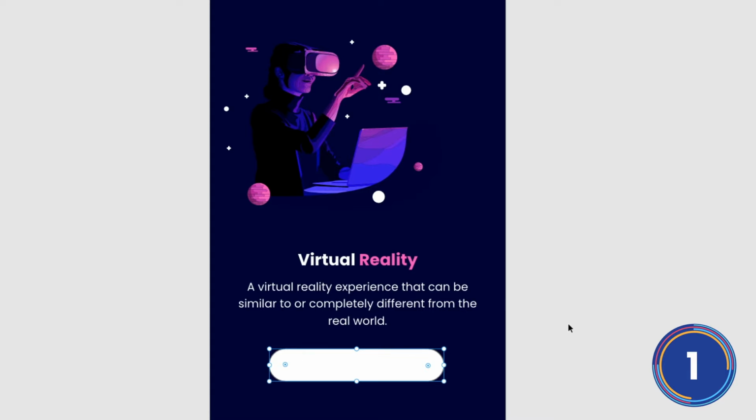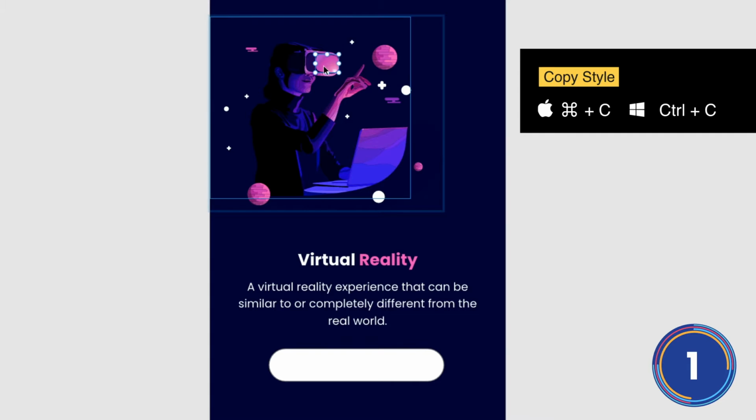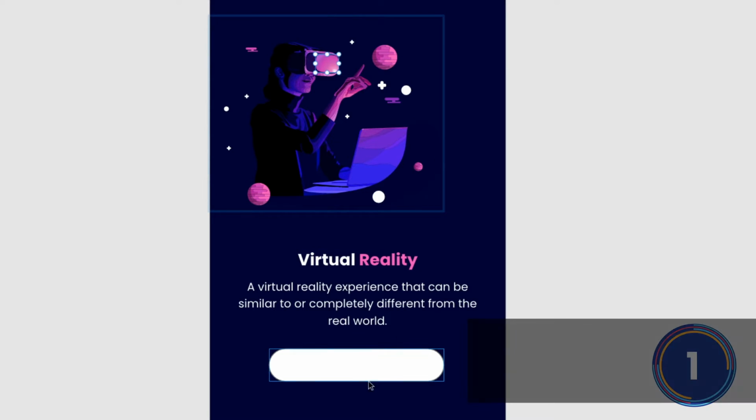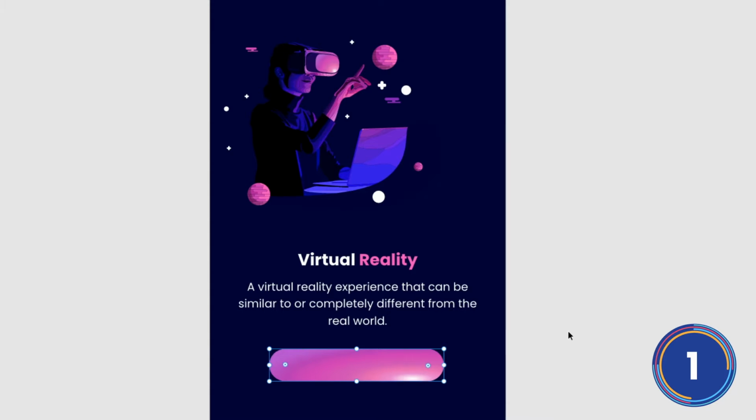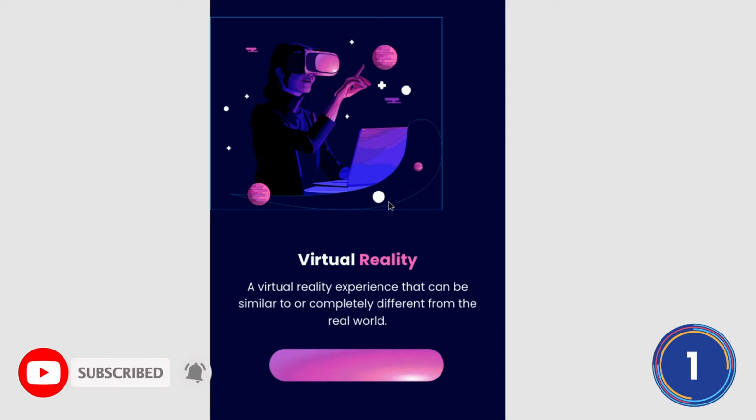Now what to do? A simple trick is to select the source element. Now this is inside the group, so hold Ctrl and click, then press Ctrl C, and select the target element and press Ctrl Alt V. This will paste the style of the source element on the selected elements, or even you can paste on multiple selected elements.